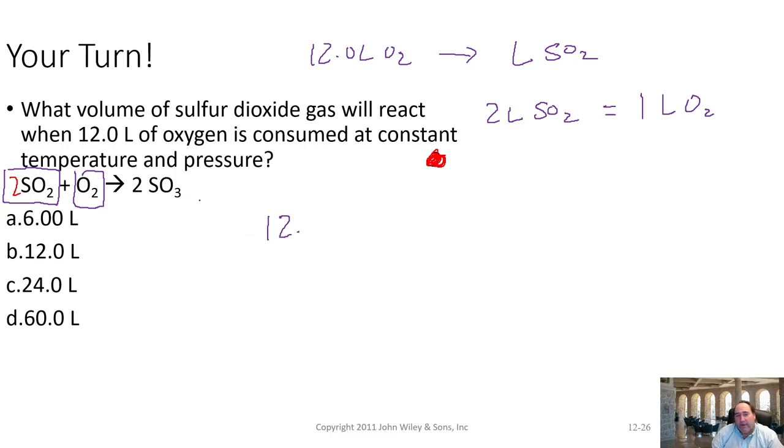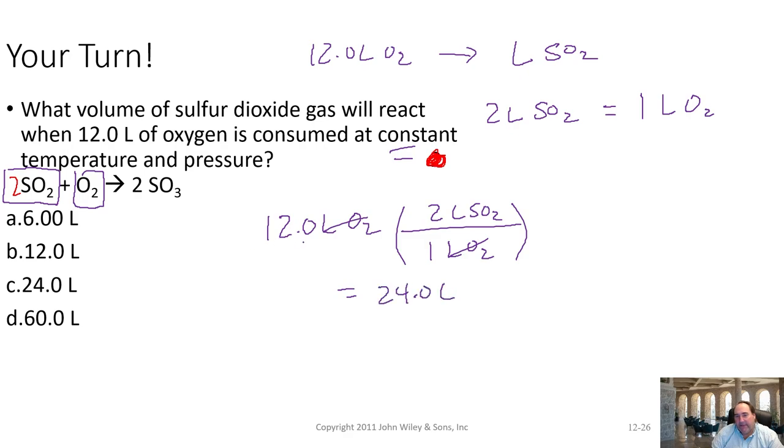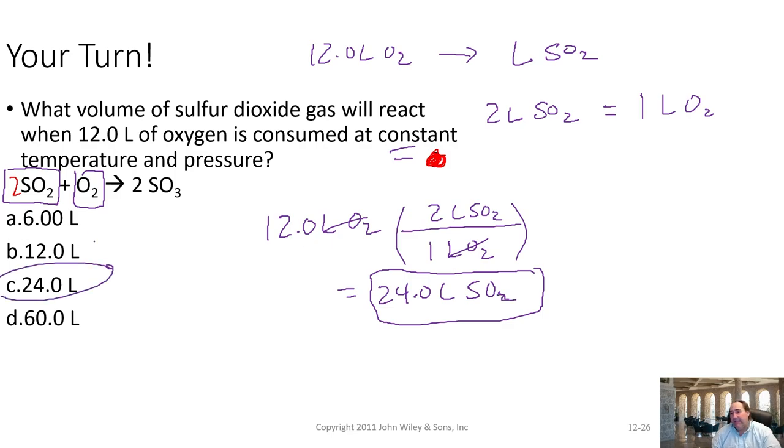So we're going to start with our 12 liters of O2 because we are at constant pressure and temperature. We're going to do our liter to liter, our volume to volume relationship of 1 liter of O2 is 2 liters of SO2. Liters will cancel. And dare I say that looks like 24 liters of SO2 would be our correct answer in this case, which looks like it is C. So we can use Avogadro's law, like I said, as just a normal gas law, plug and chug and put in the information. But this is a practical application of Avogadro's relationship in terms of stoichiometry when we have all gases. Again, we could do a volume to volume relationship versus a mole to mole relationship.